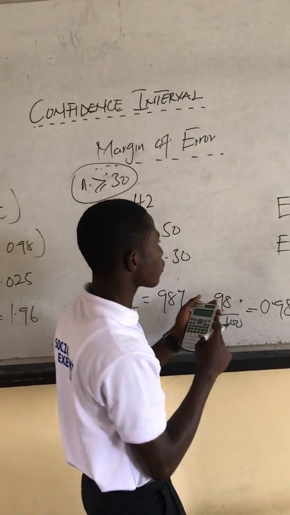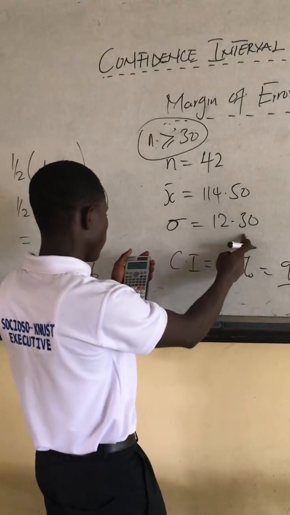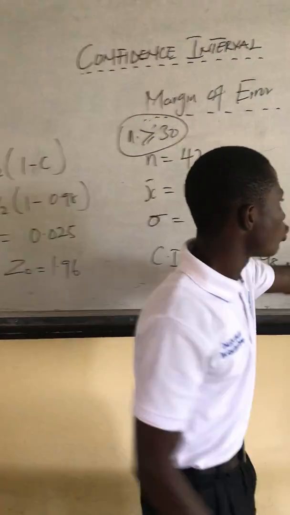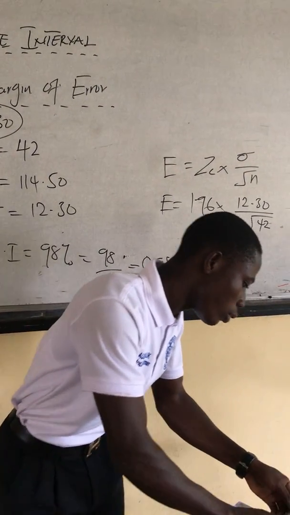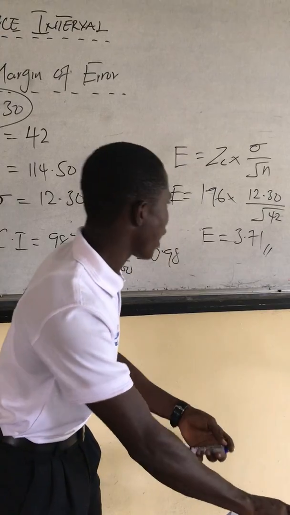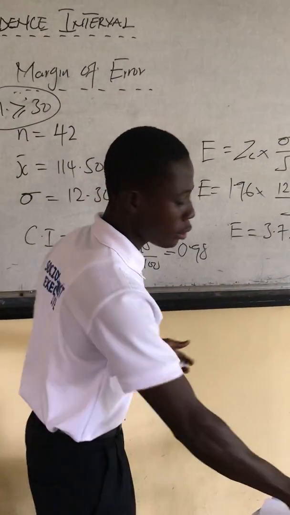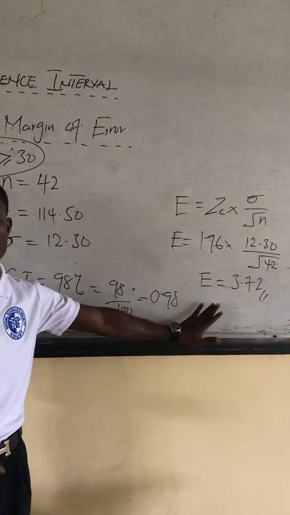So 42, 12.30, then 98% confidence level. So after I finish everything, I got 3.71. Okay, so I can round this one to make it 3.72. So when I'm done, I've gotten 3.72 as my margin of error.